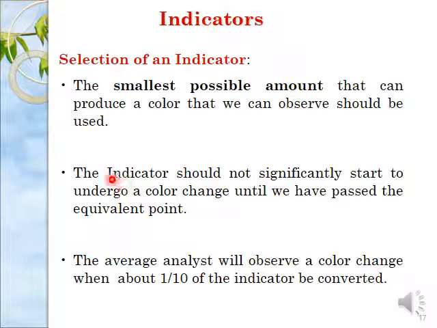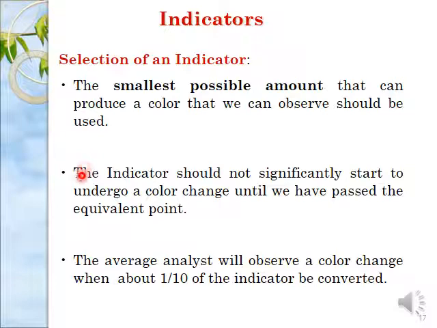Now, how to select the right indicator when you do acid-base titration? Like I mentioned just now, we have to use the smallest possible amount, just enough for us to see the color change. And the indicator used should not significantly start to undergo color change until we have passed the equivalence point.